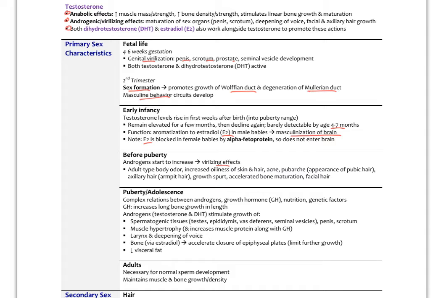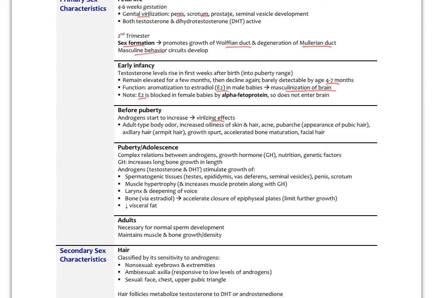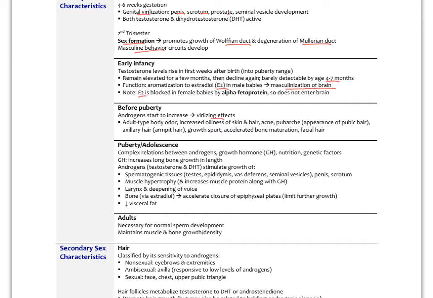Then at puberty, in adolescence, there are a lot of complex interactions that happen with androgens, growth hormone, nutrition, and different genetic factors. Essentially, growth hormone is going to cause the increase of long bone growth and length. The androgens will then stimulate the spermatogenic tissues like testes, epididymis, vas deferens, seminal vesicles, penis, and scrotum. They will stimulate muscle hypertrophy, increasing muscle protein along with growth hormone. They increase the development of the larynx, so the deepening of the voice. And then via estradiol, via aromatization, that's going to accelerate the closure of the epiphyseal plate.